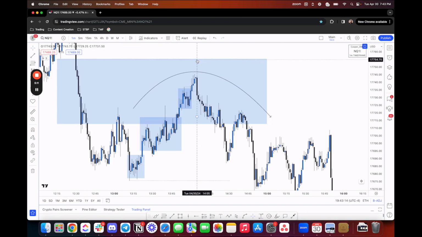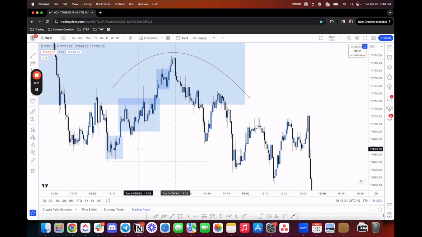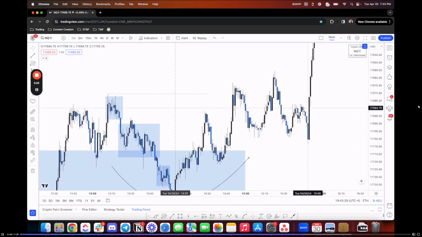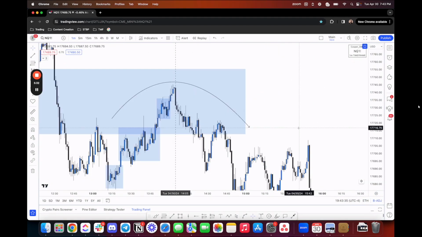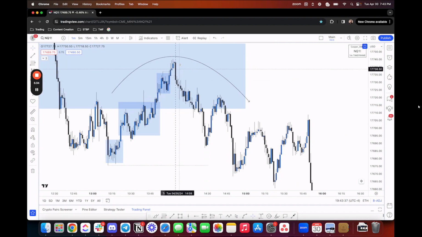Now, once we are on one side of the curve, we're looking at this as the draw on liquidity. And this is how you're going to find draw on liquidity, okay? So once we are on the right side of the curve, or the sell side in this example, since we're seeking out sell side liquidity, it would be different if this was a bullish market maker model. We would be saying we're on the buy side of the curve because we'd be seeking out highs, which is buy side liquidity.